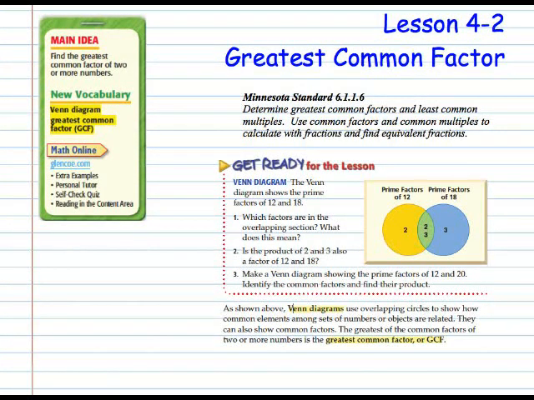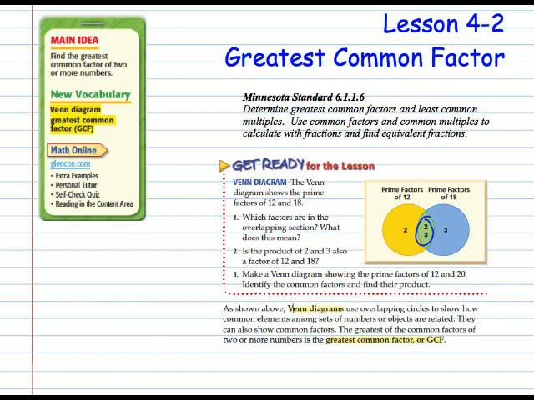This is lesson 4.2, greatest common factor. The Venn diagram shows the prime factors of 12 and 18. Which factors are in the overlap section? What does this mean? The factors in the overlap section are 2 and 3. What that means is that they are factors of both 12 and 18.